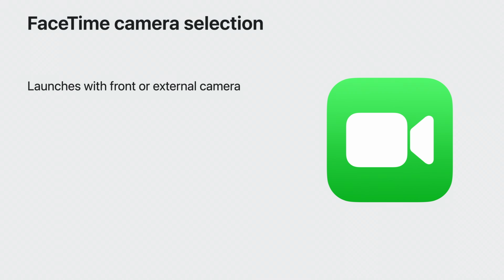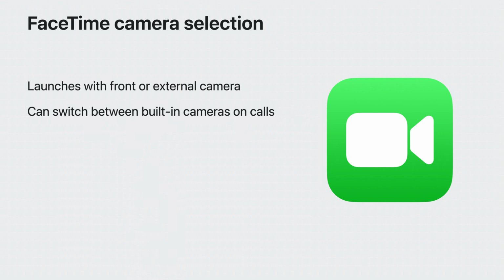When FaceTime launches, it always uses the front or external camera. And during calls, it allows users to switch between built-in cameras. But when an external camera is used, it hides the camera switch button. FaceTime enables this behavior by setting user-preferred camera when it switches devices, and observing the system-preferred camera property for when an external device is plugged in.